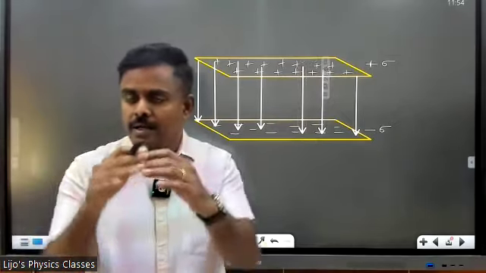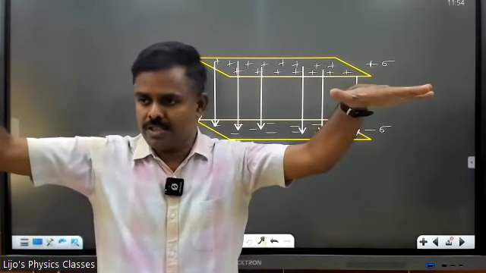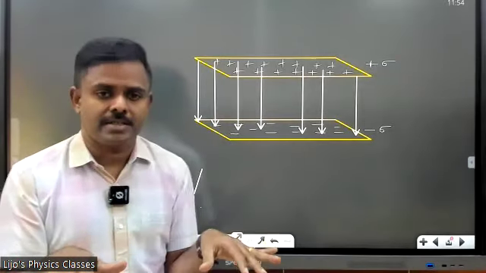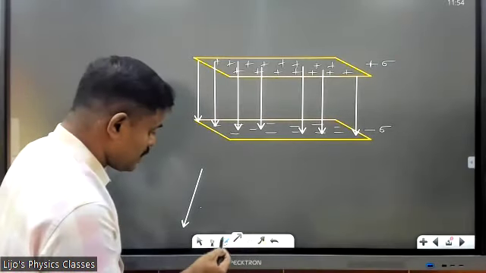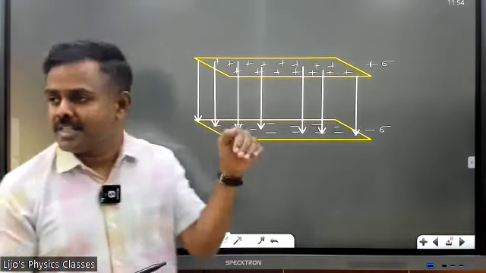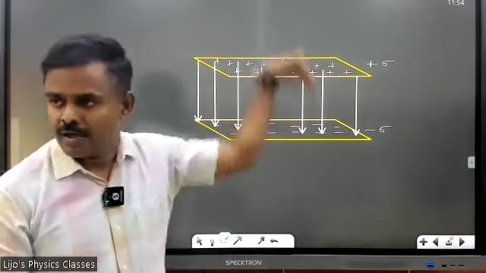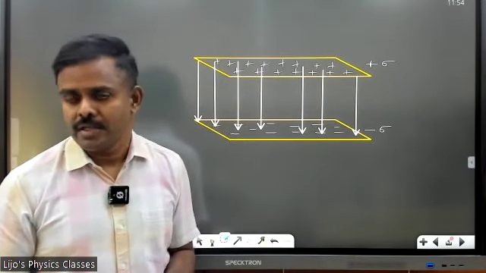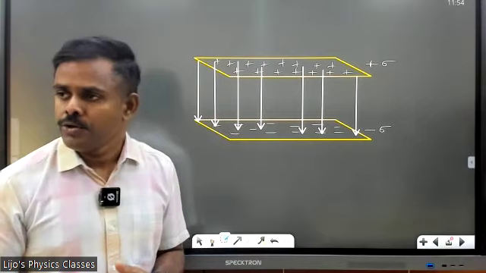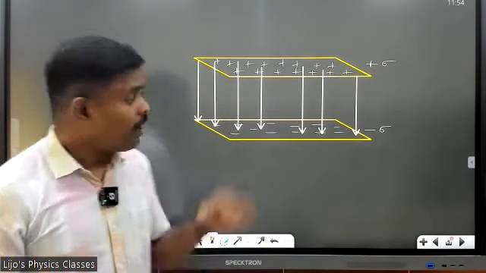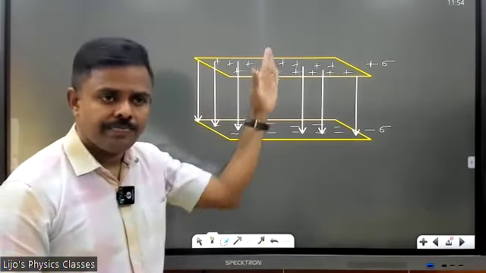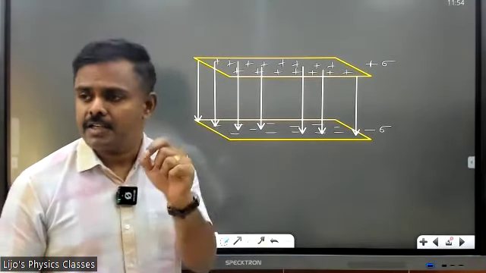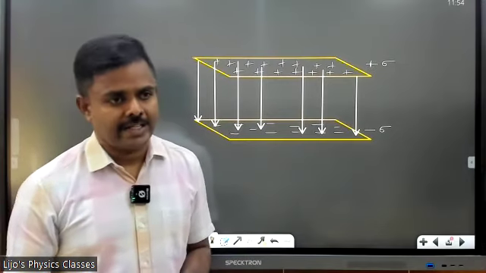On top there is a plate with positive charges, and at the bottom there is another plate with negative charges. Electric field lines are from positive to negative, so the field is downward. They are asking you to sketch an equipotential surface. This is what kind of electric field? Uniform electric field, right? Because all the lines are parallel and equally spaced. Such a field is called uniform electric field.